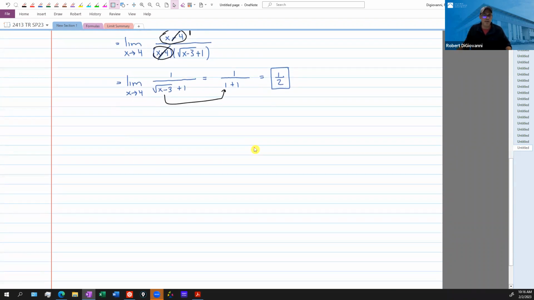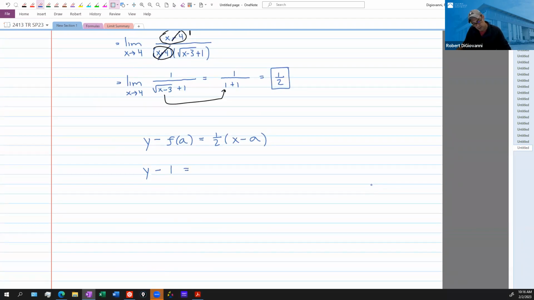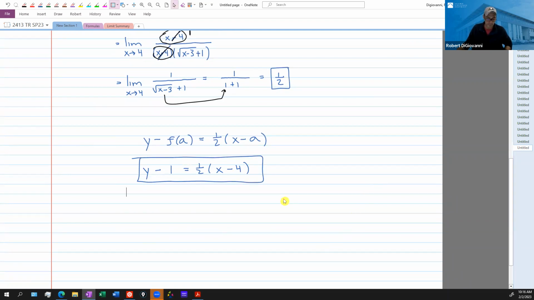Now watch the way I'm going to do the equation. I'm going to write this whole thing down. The slope I got was 1/2, and then x minus a. I know that f of a, we said earlier, was 1, so that's just a 1, equals 1/2, and then x minus the a was 4, so x minus 4. And I told you, you could just use that on the test as an answer. That's okay. Any questions on that?